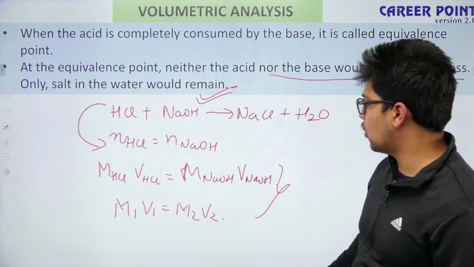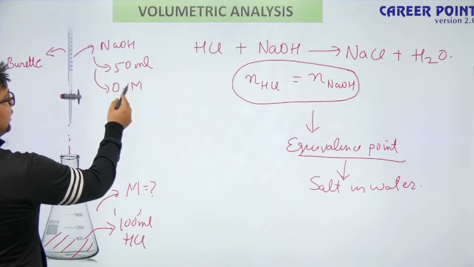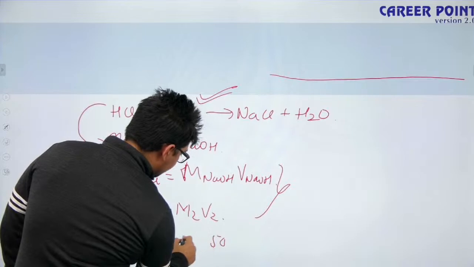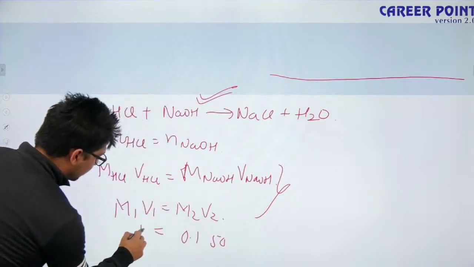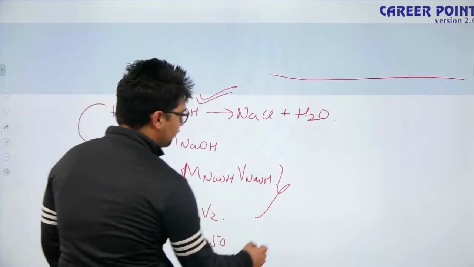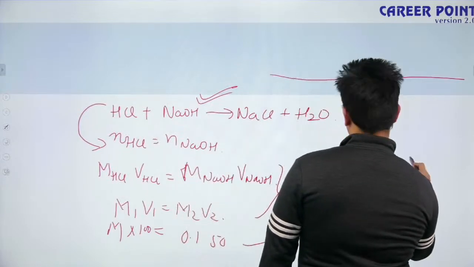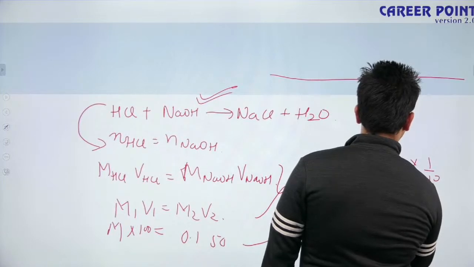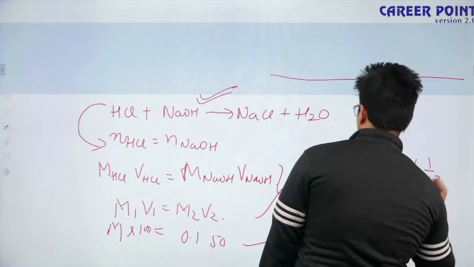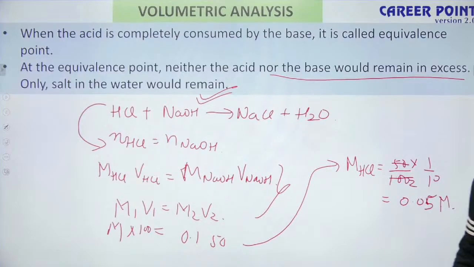So what was my molarity and volume? My molarity was 0.50, 0.1 and 100. So this is 50, this is 0.1 and this is 100. So what's the answer? 0.05. The molarity of HCl is coming out as 50 into 1 by 10 divided by 100, so 0.05. This is my final answer, and this is how you will solve these types of questions.